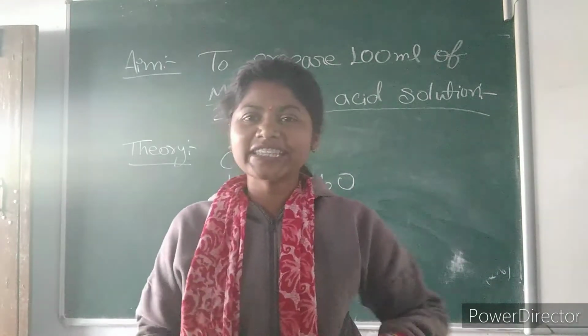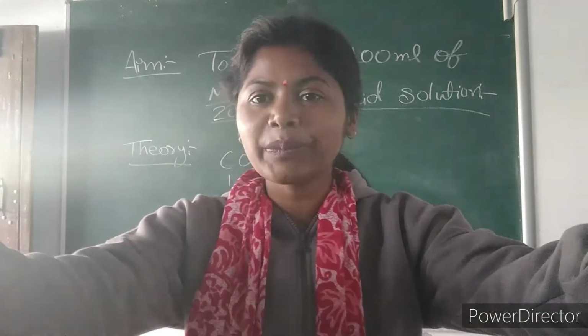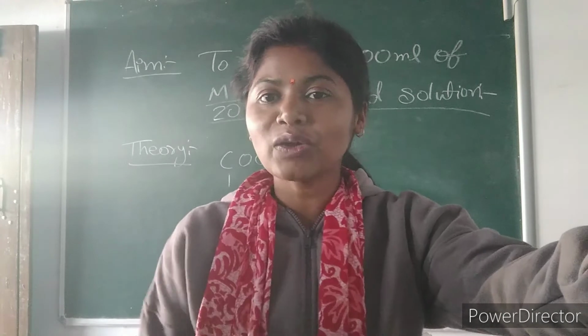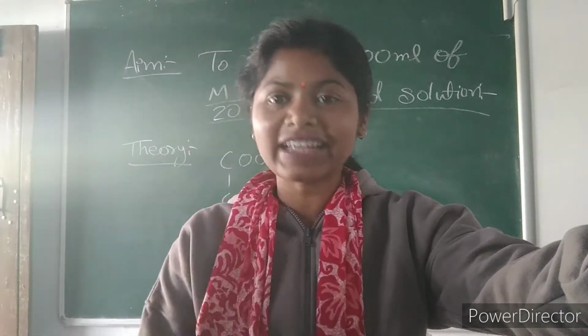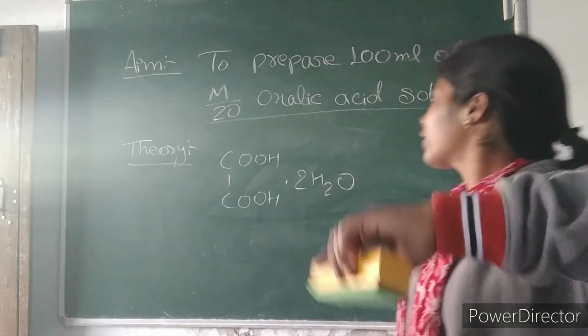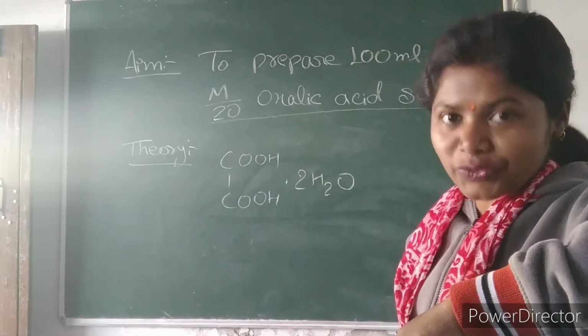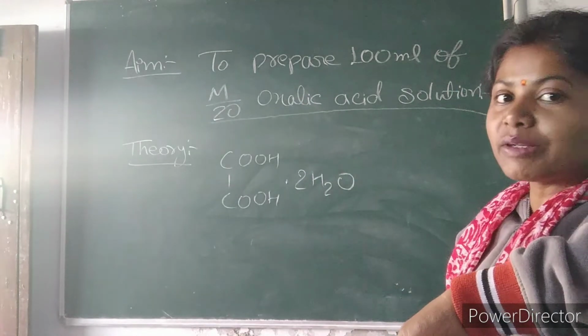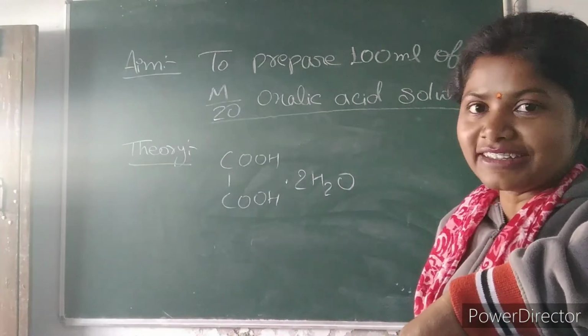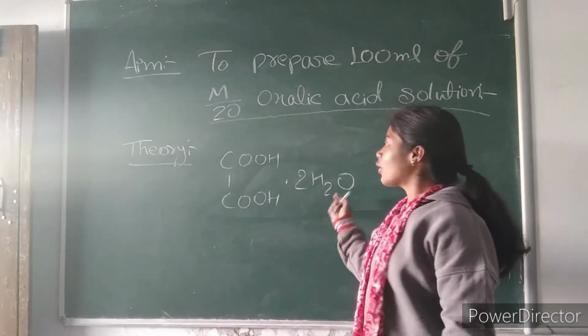Hello dear students, so today we are going to make a standard solution of oxalic acid, and the strength that we are making is M/20 and the solution we will make is of 100 milliliter. So students, this is the oxalic acid.